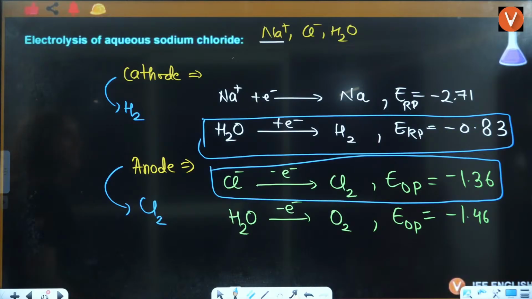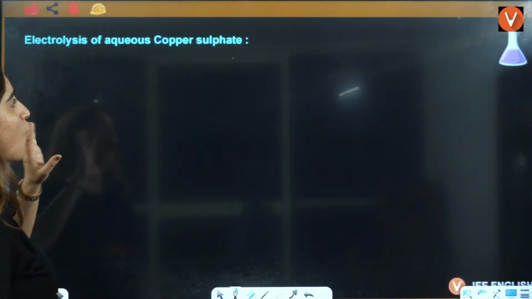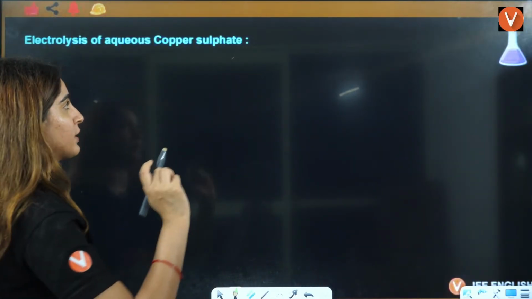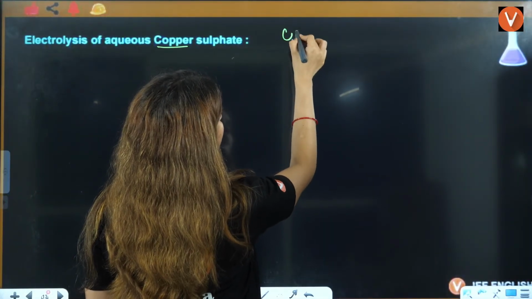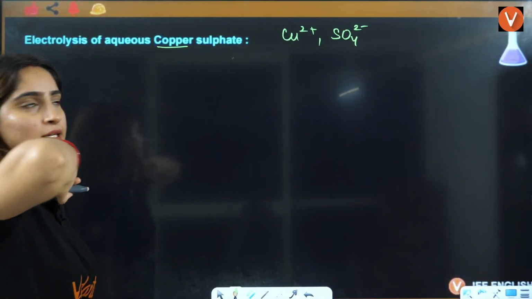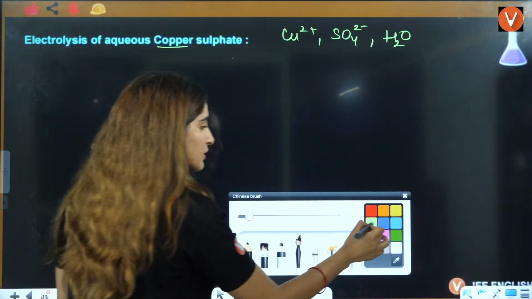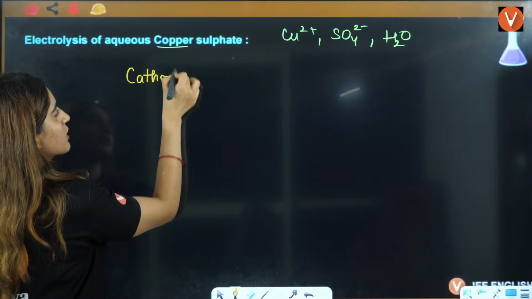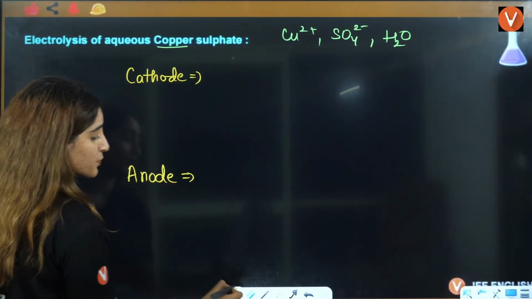Yes, everyone. Now, let's talk about the next one, that is electrolysis of aqueous copper sulfate. Okay, aqueous copper sulfate. Now, here what you have is Cu2 positive ions, right? SO4 2 negative ions, right? Third is you have water, right? So, same thing we are going to do. Firstly, I'm going to talk about cathode, right? Then I'm going to talk about anode.